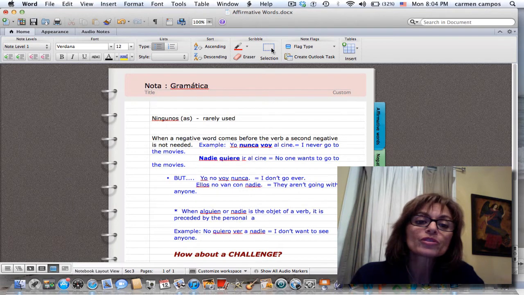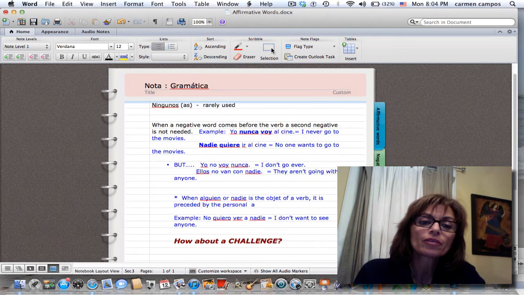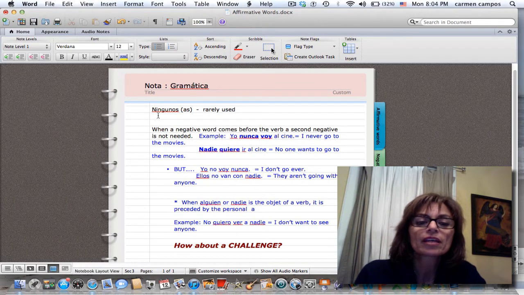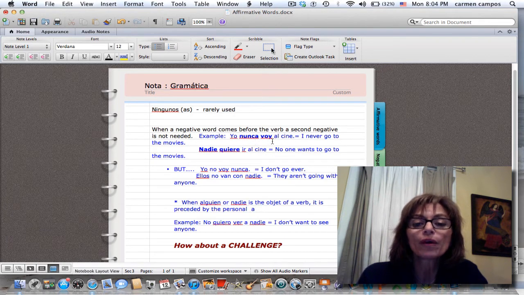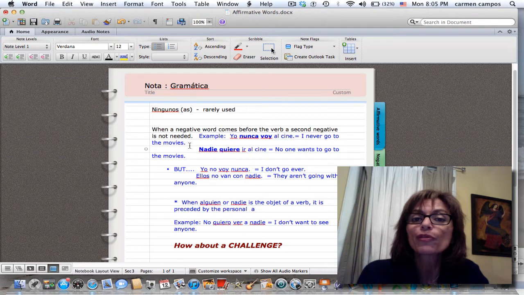We're on our special notes, nota gramática, and the special notes are some simple things, I think. Ningunos, you rarely use ningunos. So that's just a little note that you probably won't be seeing it, especially this year, maybe as time goes on a little bit more. When a negative word comes before the verb, a second negative is not needed. So again, I think I used an example before. Yo nunca voy al cine. So notice I didn't have a no there. Yo nunca voy al cine. I never go to the movies. So if you don't have the no before the verb, then you don't have to have that double negative.